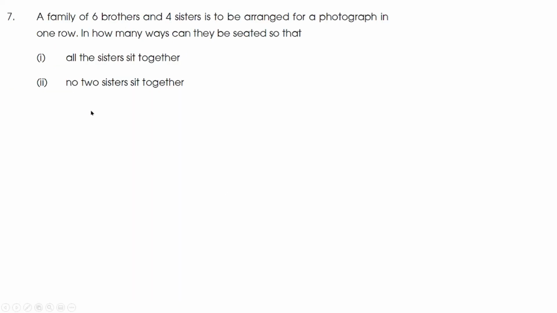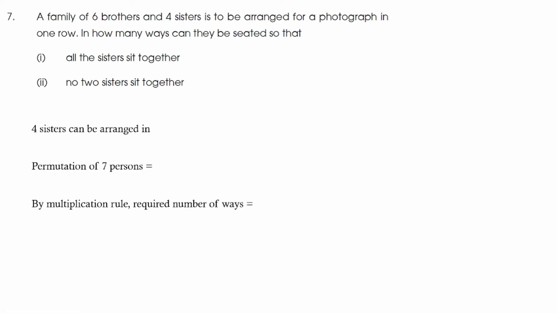The next question: a family of 6 brothers and 4 sisters is to be arranged for a photograph in one row. In how many ways can they be seated so that all the sisters sit together, and so that no 2 sisters sit together? First let us take the first subdivision. There are 6 brothers and 4 sisters and they are arranged for a photograph in one row. We need to find the number of ways in which they can be seated if all the sisters sit together.